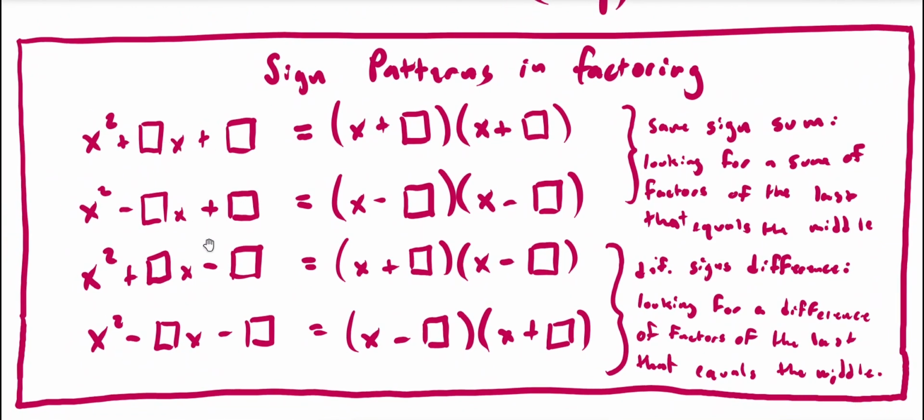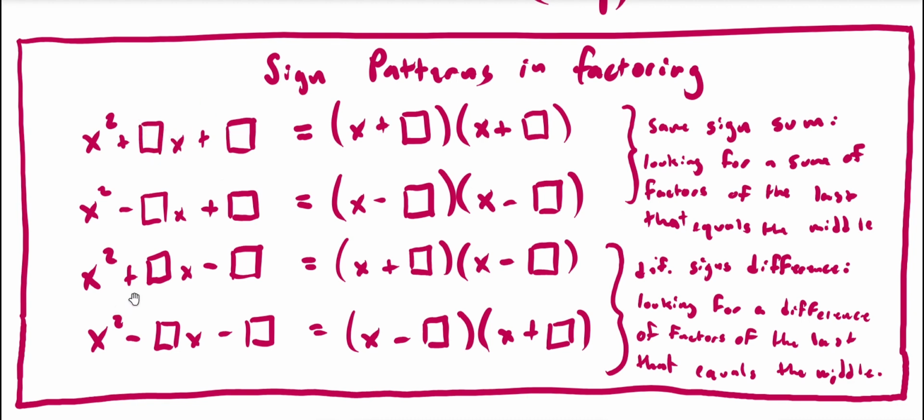I've put boxes here because we're not focused on those numbers. They could be whatever. What we're focused on in this pattern is the signs. If I have all pluses, then we're going to get all pluses. If the first one's a minus and the second one is a plus, we have at least one minus, and then the other one must be a minus sign so that they FOIL to give a plus. These are the same signs. Same sign, sum. We're looking for a sum of factors of the last that give the middle term.